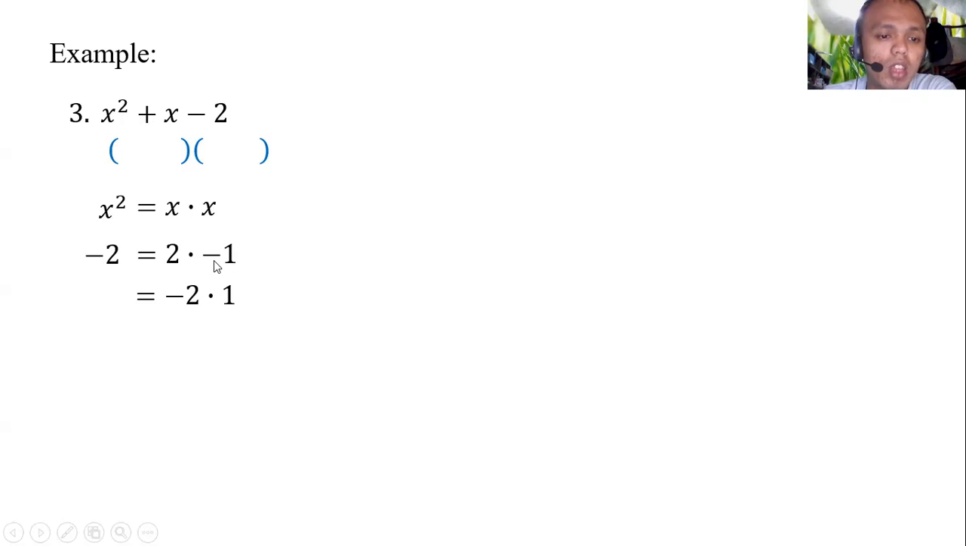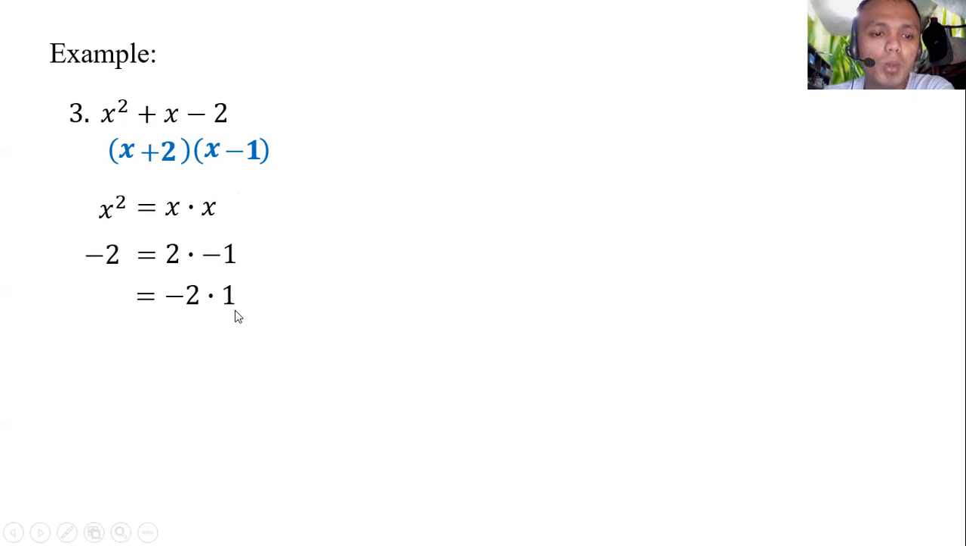Try natin si 2 and negative 1. 2 plus negative 1, magkaiba yung sign. So subtract natin. 2 minus 1 is 1. Positive. No? Therefore, we have here x and then plus 2 minus 2. Pasok siya dito kasi positive 1 yung numerical coefficient dito eh. Then if we add this one, positive 1 ang sagot.